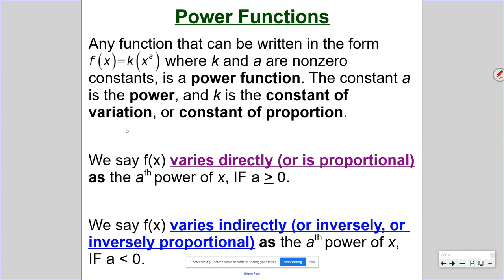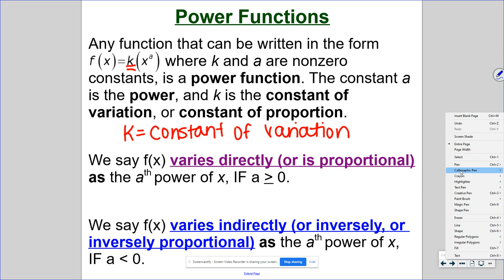In a power function, the coefficient value at the beginning is called k, and that has a special name specifically for the power functions, and it is called the constant of variation, okay? So make sure you understand the constant of variation is just referring to the coefficient in front of your power function. Power functions can be set up in one of two ways.